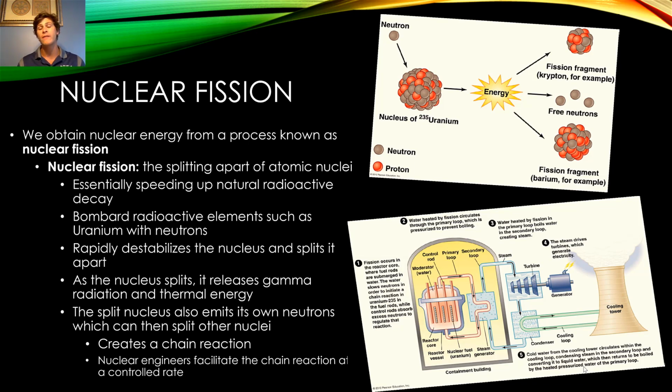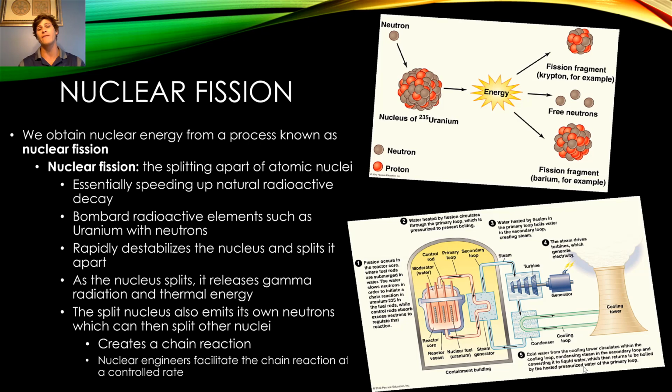As they break apart, they release energy in the form of heat energy, and they also release their own neutrons as they break down and split apart. These neutrons are now free to bombard additional radioactive nuclei and continue the process in something known as a nuclear chain reaction.